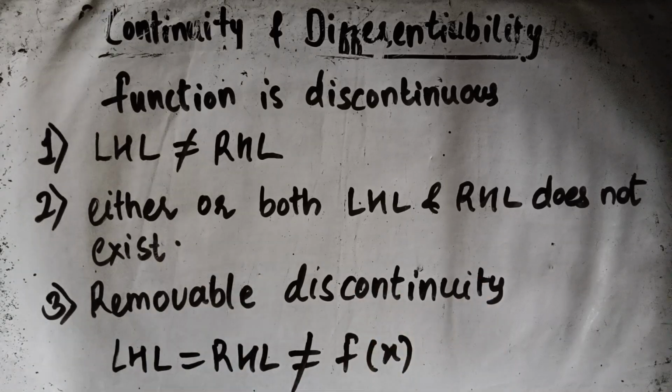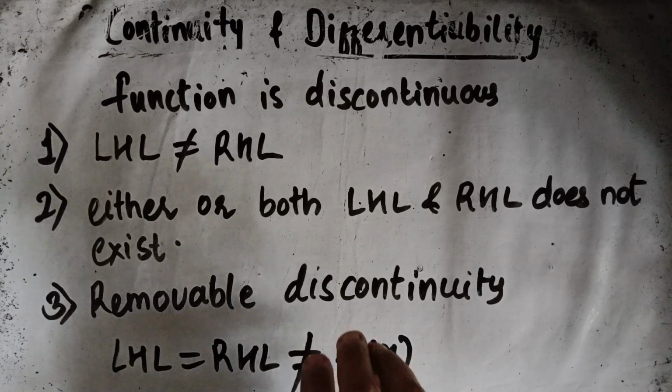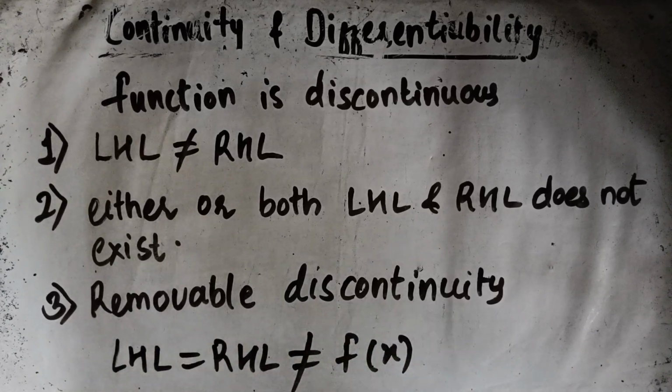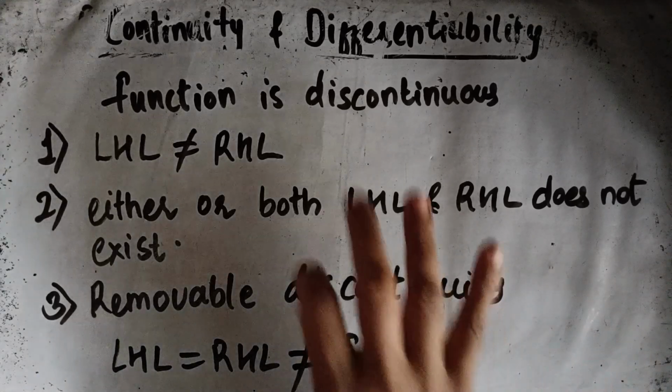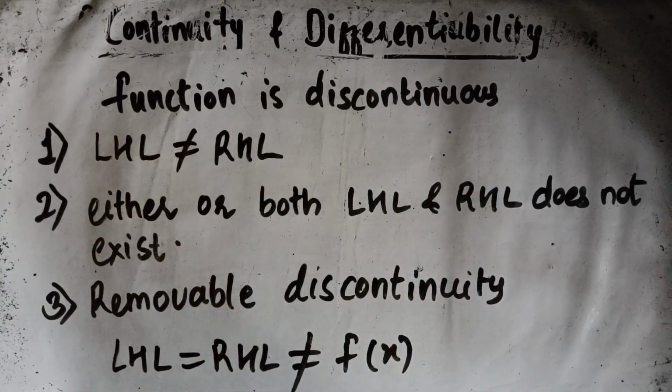Then there is one more condition where left hand limit is equal to right hand limit, but it is not equal to the value of that function at that point, given point. Okay, this is called a removable discontinuity where we can remove this discontinuous point. That is, that point is removed and we make it continuous. Okay, so keep in mind these three conditions.